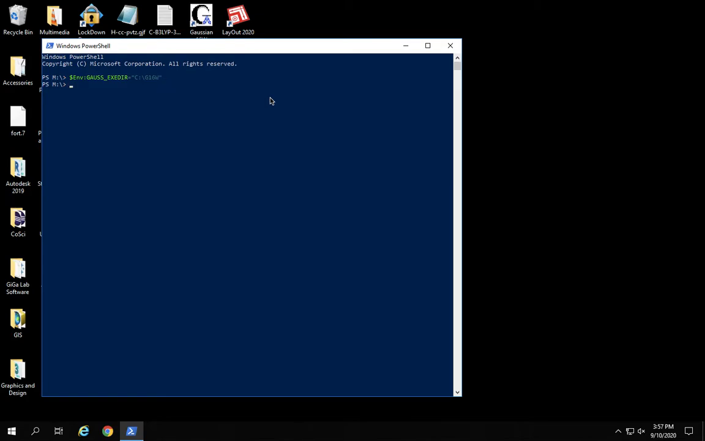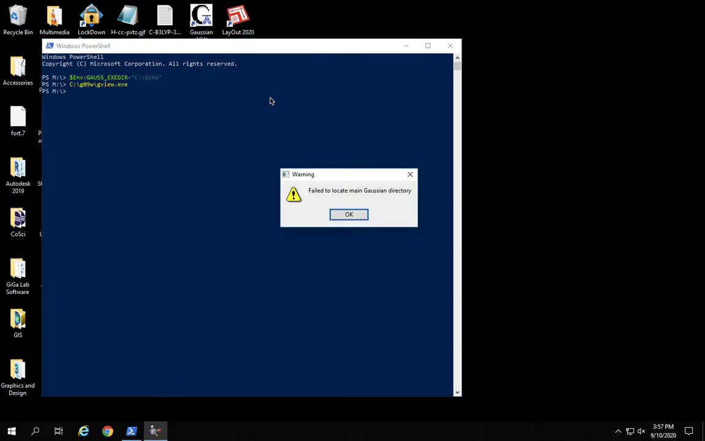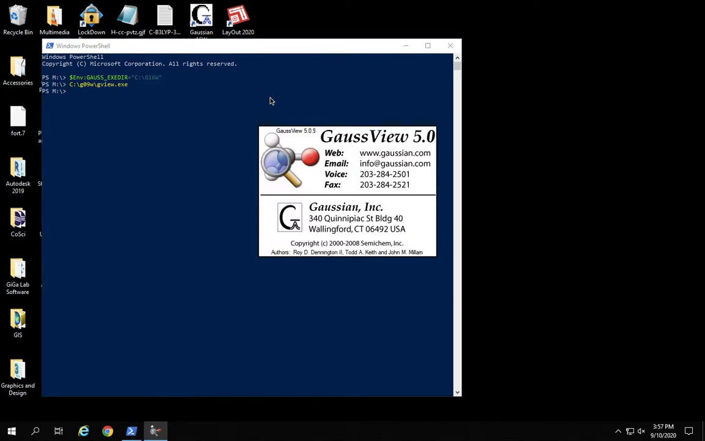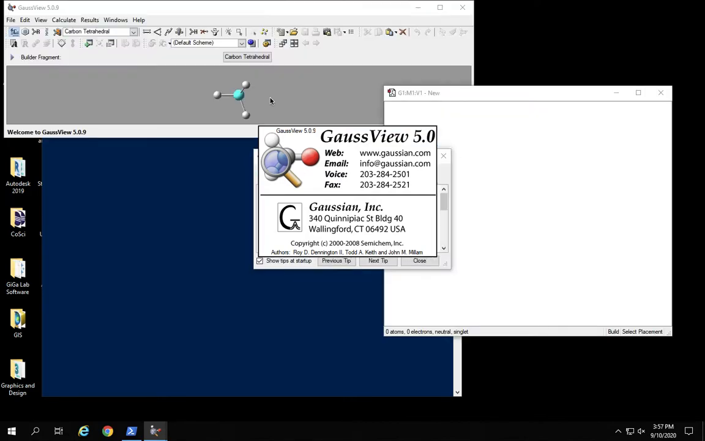Now I'm going to run from the terminal cg09w gview, and that's going to run GaussView. It's going to give me a couple of error messages that I can just ignore.